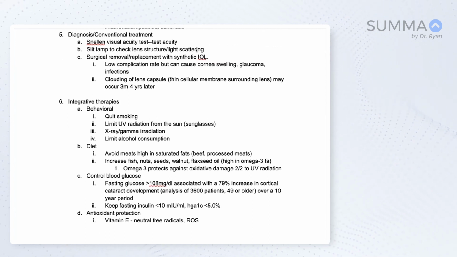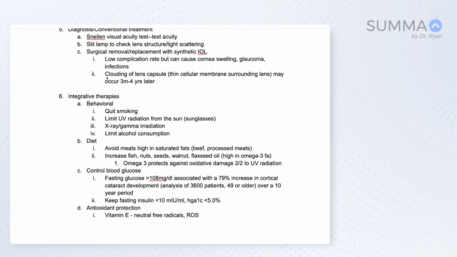What they typically do is remove it, and they put in a synthetic intraocular lens. It is a low complication rate, but there are some complications. Cornea swelling, glaucoma, and infections are some of the more common ones. And then this is actually not too uncommon, clouding of the lens capsule.